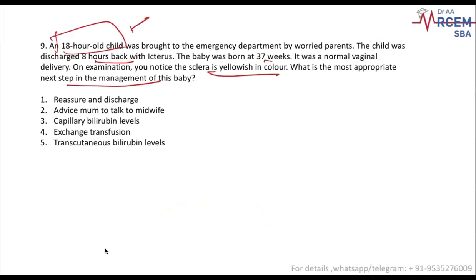So it is 18 hours old, less than 24 hours old, and has a yellowish discolorization. So the best investigation here is to do a capillary bilirubin level. Okay. First, you need to know the bilirubin levels. Then only you can decide what treatment needs to be given. Transcutaneous bilirubin levels are not preferred in less than 24 hours babies.